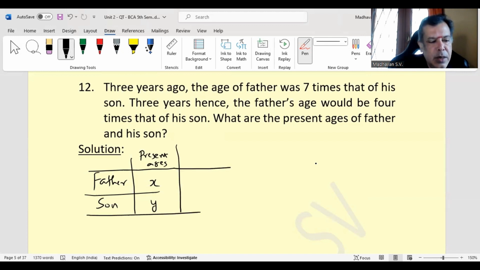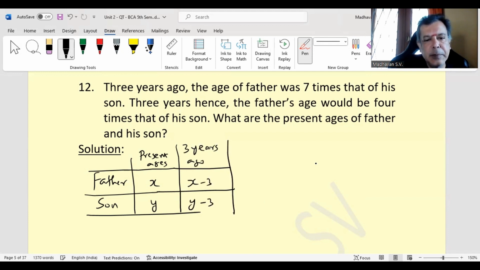They talk about 3 years ago. 3 years ago, father's age would have been X minus 3. Son's age would have been Y minus 3. And then 3 years hence, father's age will be X plus 3. This will be Y plus 3.